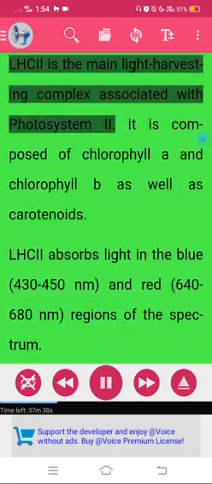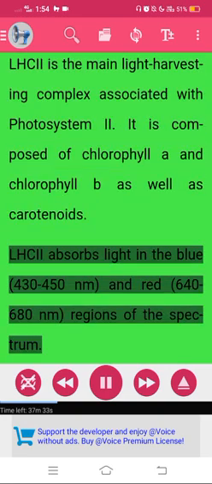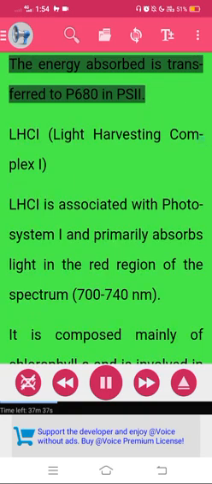LHCII, light harvesting complex 2. LHCII is the main light harvesting complex associated with photosystem 2. It is composed of chlorophyll a and chlorophyll b as well as carotenoids. LHCII absorbs light in the blue 430-450 nanometers and red 640-680 nanometers regions of the spectrum. The energy absorbed is transferred to P680 in PSII.